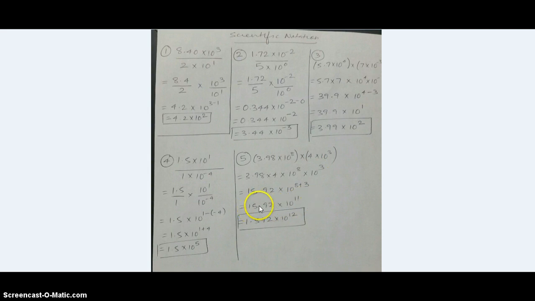Scientific notation says decimal point should be one digit after the non-zero number. So it should be 1.592. You are shifting by one digit on left, so you need to add 1. So 11 plus 1 is 12. So this is your final answer.